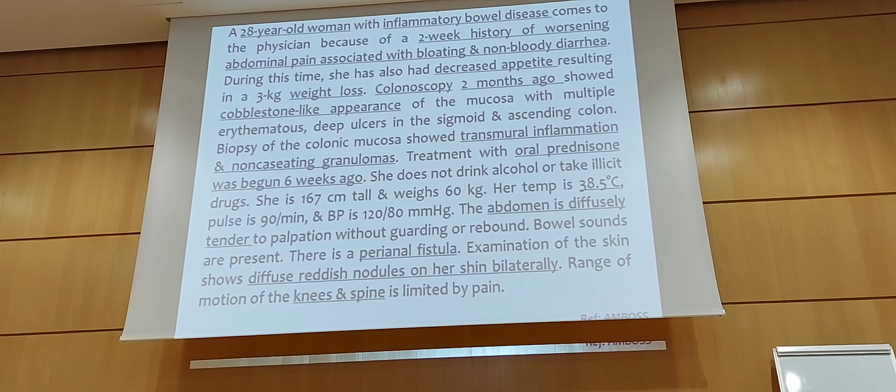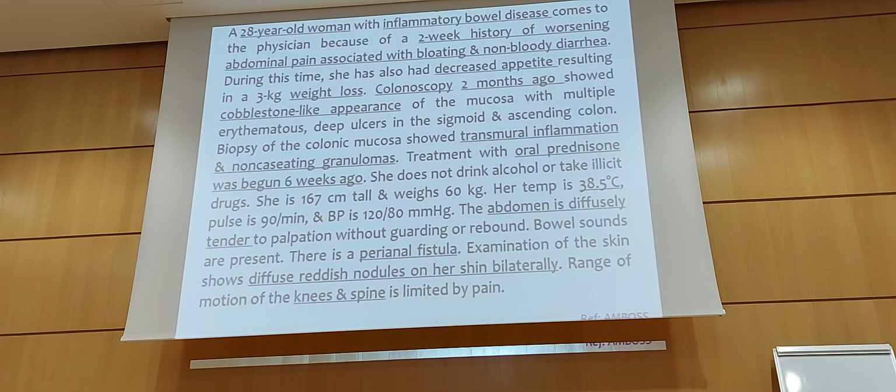Okay. So this case, a 28-year-old woman, a known case of inflammatory bowel disease. This is the last case. She has a 2 week history of worsening abdominal pain associated with bloating and non-bloody diarrhea. We haven't told you which IBD it is, huh? And there's decreased appetite resulting in 3 kg weight loss. Colonoscopy 2 months ago showed cobblestone-like appearance.